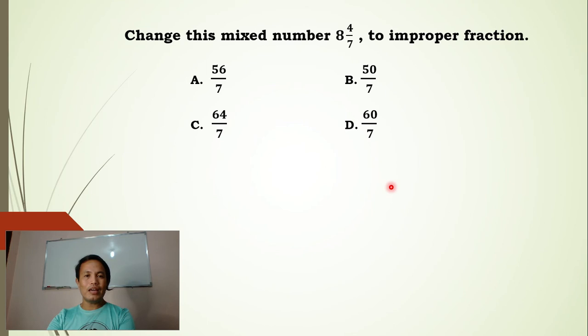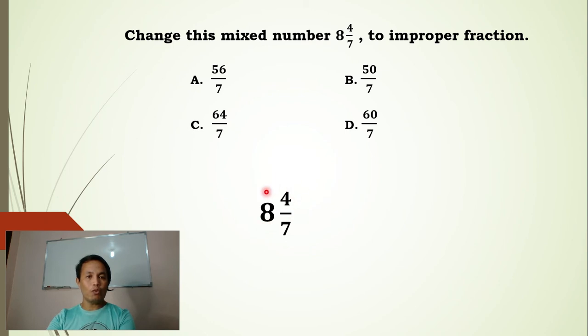Now we will try a different example. This is now about fractions. Change this mixed number 8 and 4 over 7 to improper fraction. So we are given this mixed number 8 and 4 over 7. So we have letter A, 56 over 7, letter B, 50 over 7, letter C, 64 over 7, and letter D, 60 over 7.